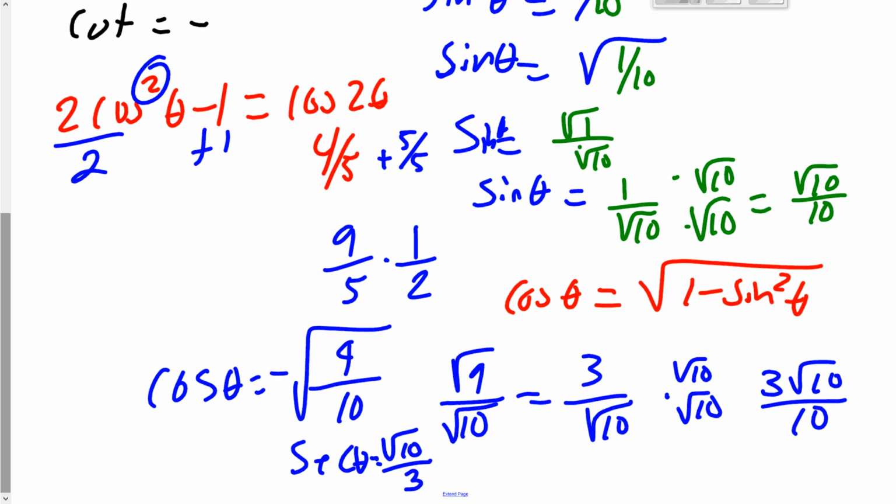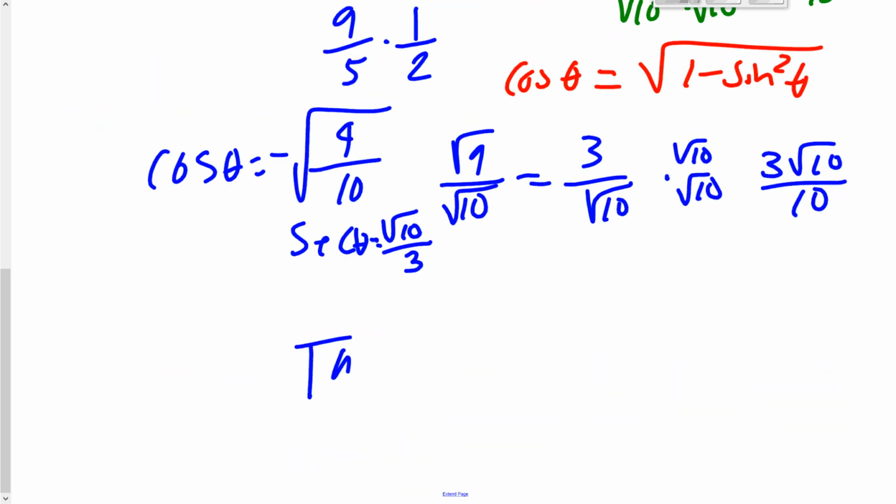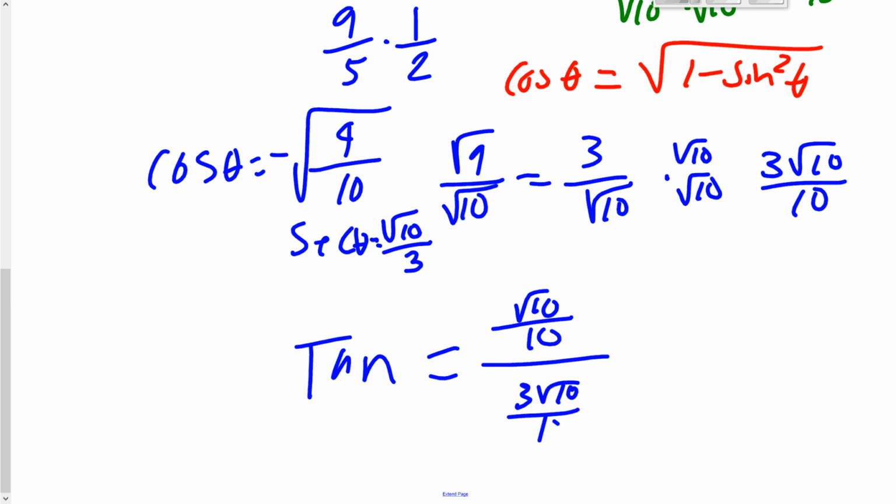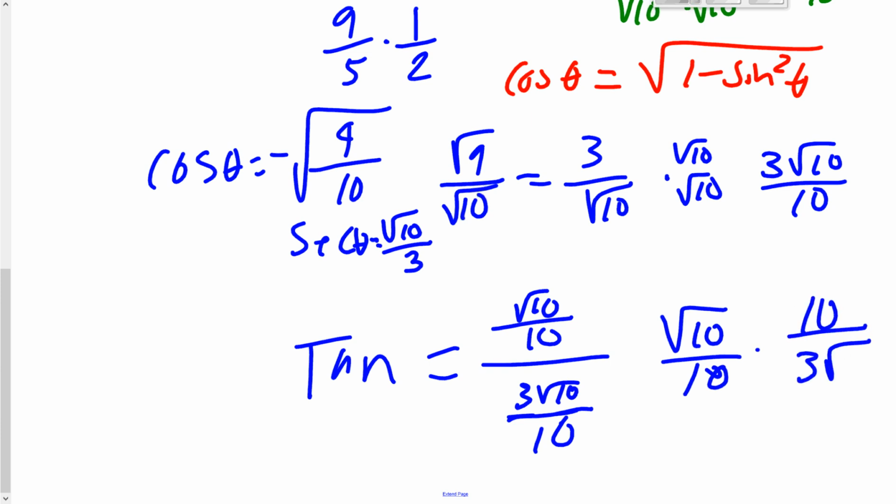And now we can do tangent. Tangent we can do a couple different ways, but we know we have sine, right, is root 10 over 10. And we know cosine is 3 root 10 over 10. So we flip the second one, because when we're dividing by a fraction, we're multiplying by the reciprocal. So the 10s will cancel out, so will the root 10s. They will also cancel out. So we get 1/3. So tangent of theta equals 1/3.